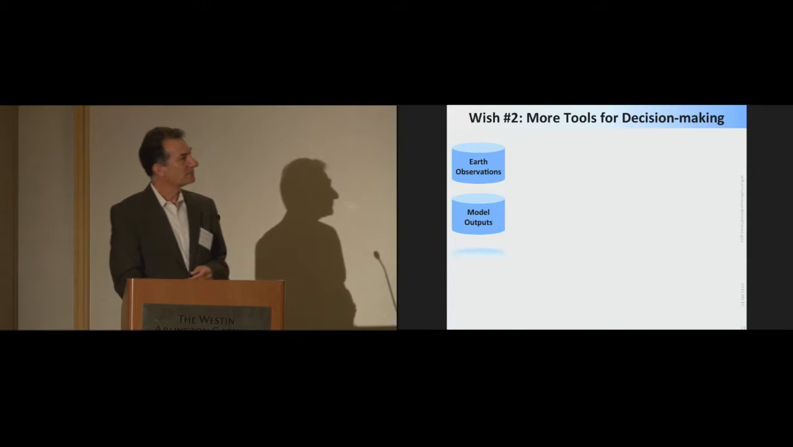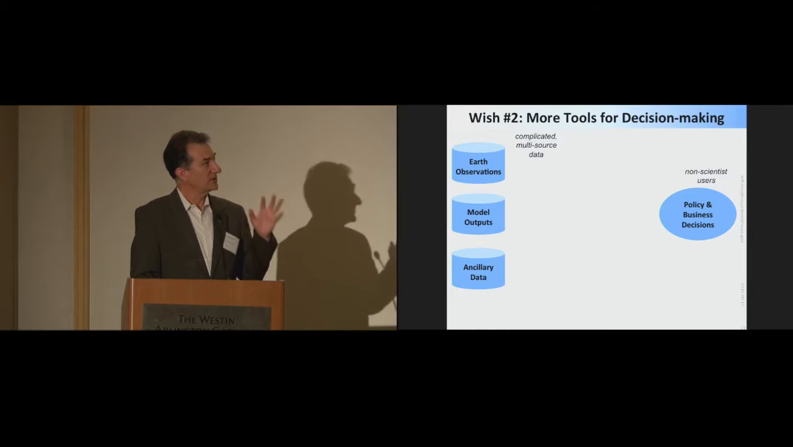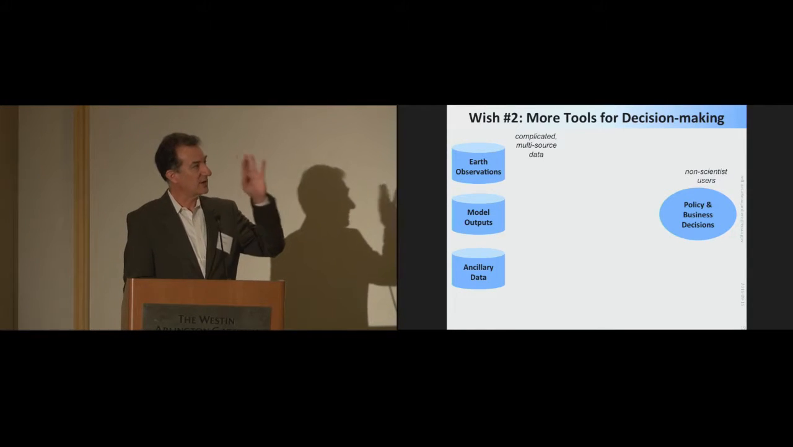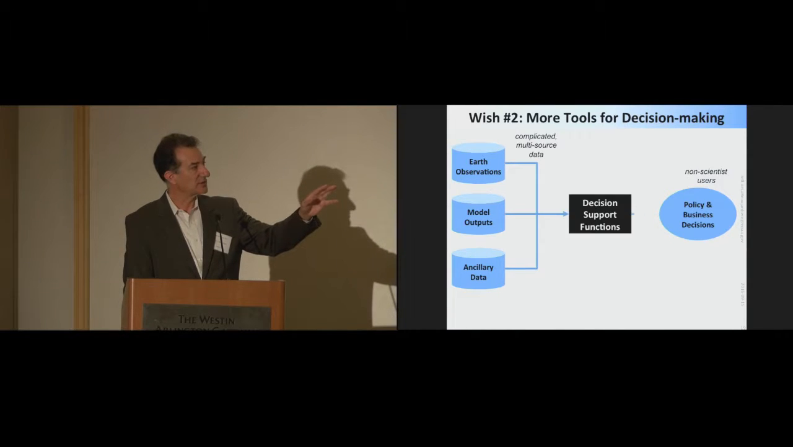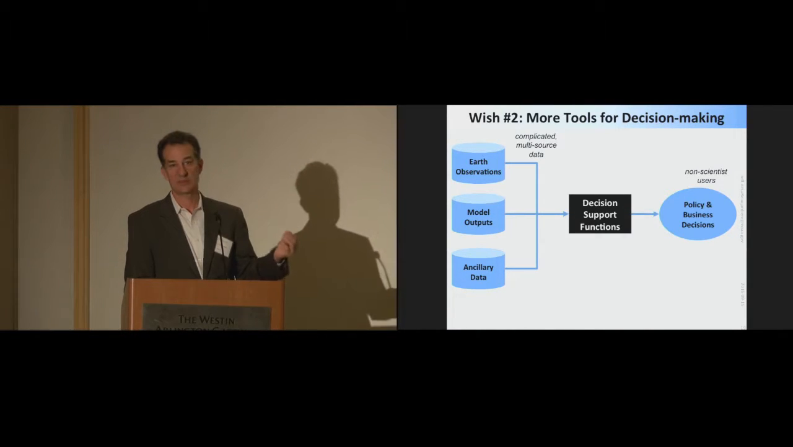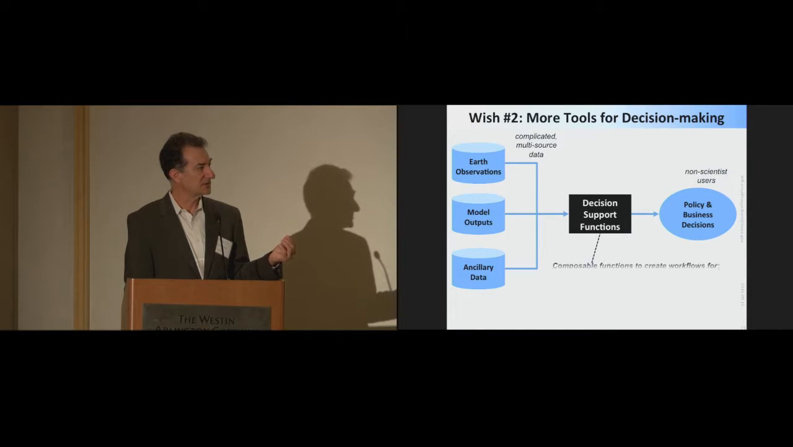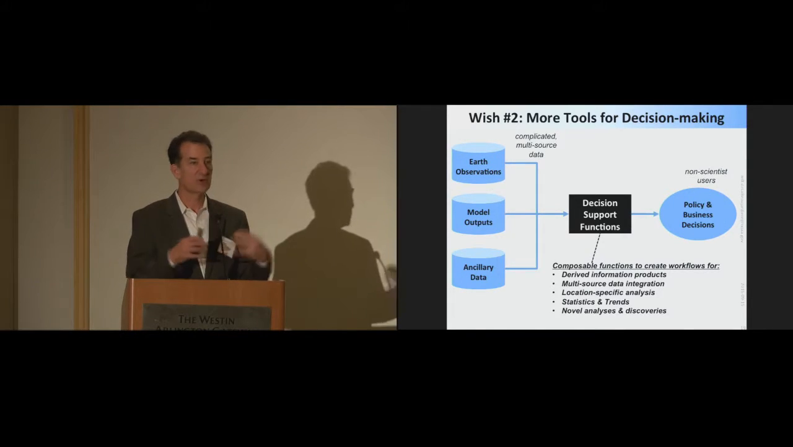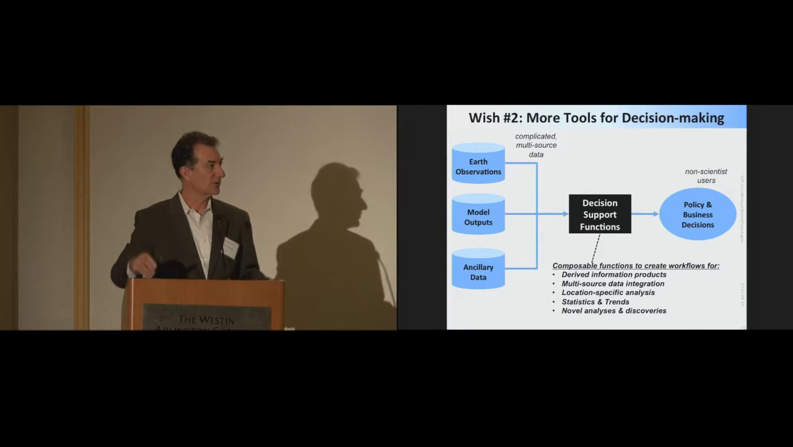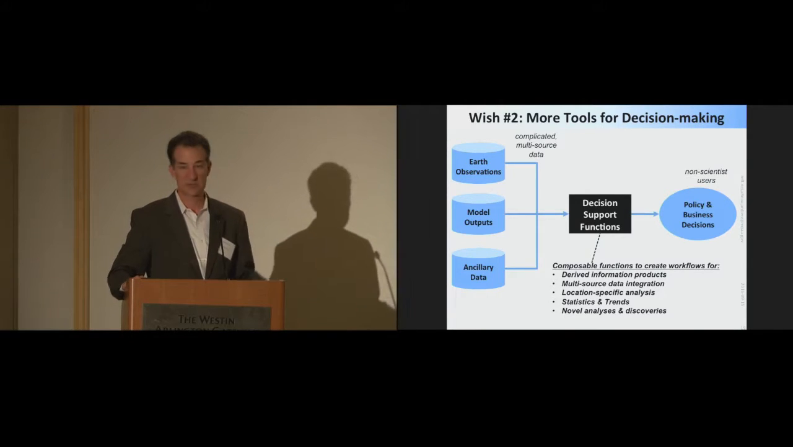Okay. So my second and sort of final wish is better tools for decision making. We've got complicated data from multiple sources. We've got non-expert users on the other side. What's between them to help them make their decisions? I would like to see a bunch of composable functions that you could string together in a workflow for derived information products and integrating data from multiple sources. All of that, when appropriate, running in the cloud and understanding where the data are stored there.